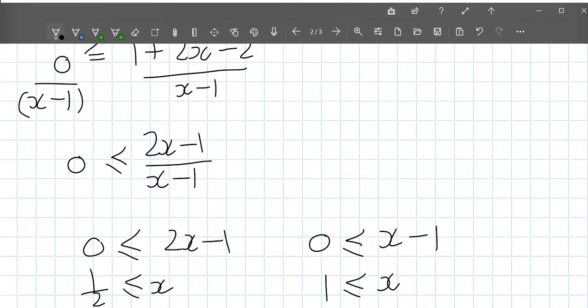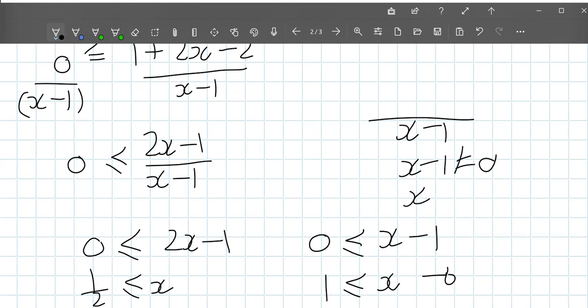But this isn't quite complete, because we had an x minus 1 in the denominator, and your denominator cannot be 0. So there's a requirement that x minus 1 cannot be equal to 0. Therefore, our x cannot be equal to 1. So the correct answer doesn't include the equal sign on this side. It only includes the equal sign on this side.